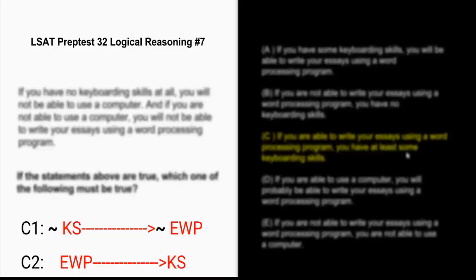Let me define what the word "some" means on the LSAT. Okay, some can range all the way from 1 all the way up to 100. So it doesn't matter. It has a huge scope. So if you have 1 all the way up to 100, then you have at least some keyboarding skill, which is sufficient for this argument. In this case, C is the right answer because we can go EWP arrow keyboarding skill. There you go, guys. You got the answer.